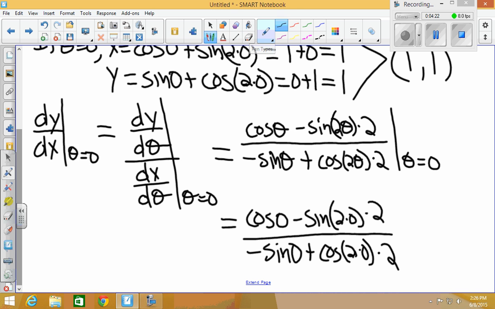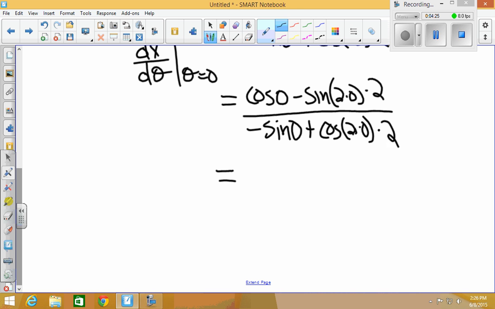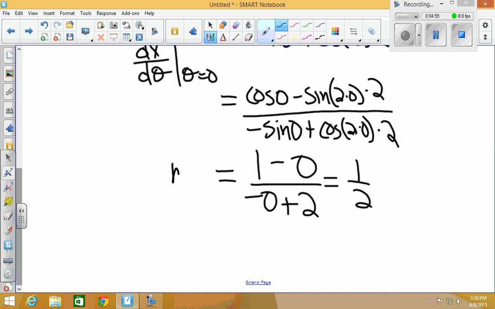All right, simplifying. The cosine of 0 is 1 minus the sine of 2 times 0, which is sine of 0, which is 0. 0 times 2 is 0, so the numerator is 1. Over negative sine of 0 is 0. 2 times 0 is 0. Cosine of 0 is 1. 1 times 2 is 2. So in the end, we have 1/2 for the slope of this tangent line.